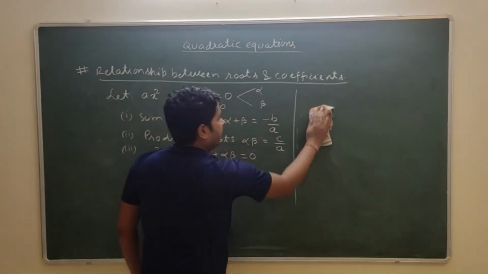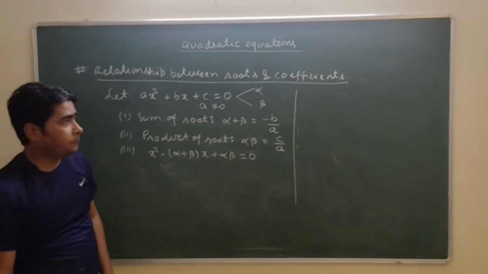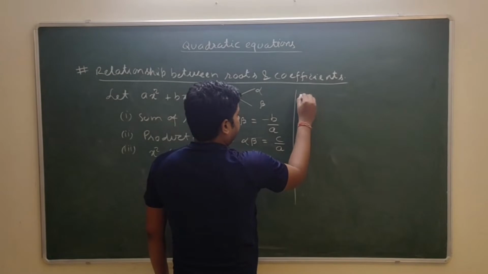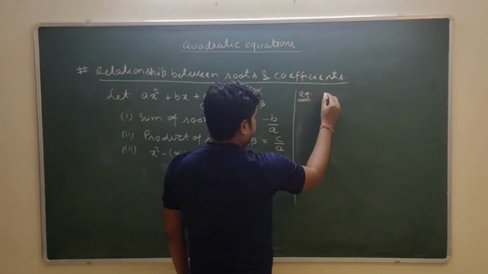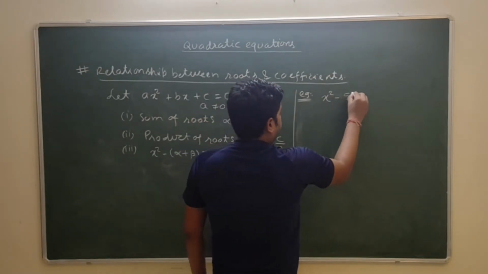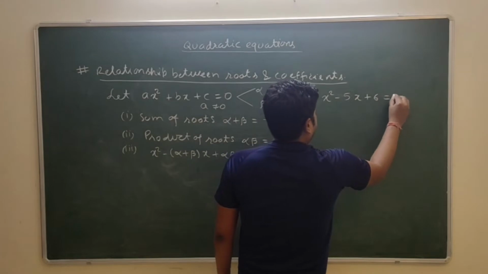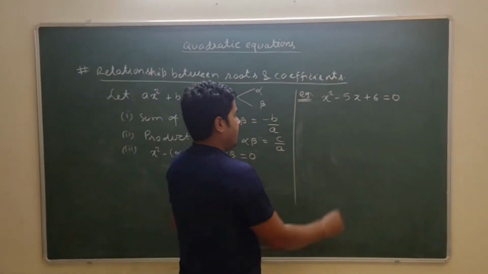I'm going to take an example in which I can visualize all these three formulas. So let me take a quadratic equation. The equation is, let's say, x square minus 5x plus 6 is equal to 0. Since I have constructed this equation, I know its roots.